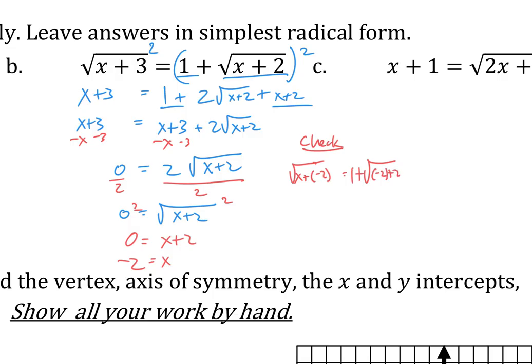Well, this is going to be square root of, what did I just do there? Sorry, I was writing and not thinking. We're going to plug negative 2 in here. Negative 2 plus 3. Negative 2 plus 3. So it's the square root of 1 equals 1 plus the square root of 0. Is 1 equal to 1? Yes, it is. So our answer works.